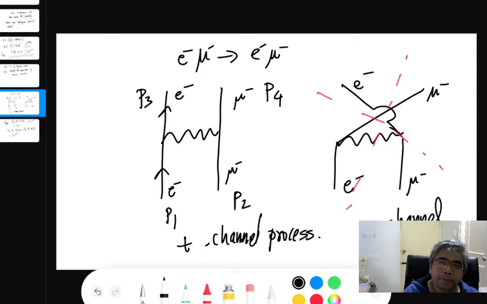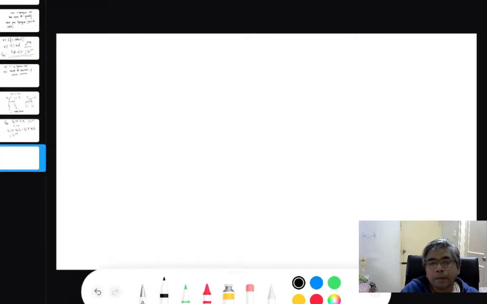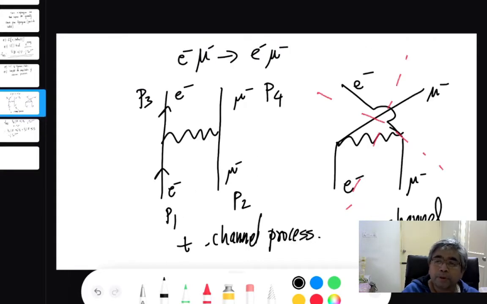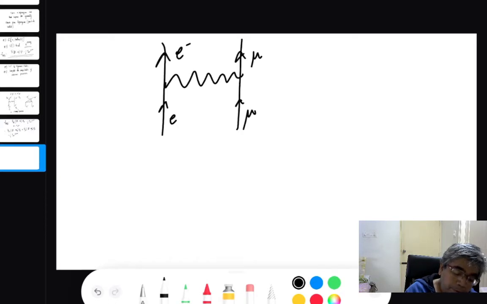Now you can replace the muon with, say, a quark or whatever you want, any charged particle as long as it's a fermion, and you'll see its amplitude is more or less the same. So there's only one t channel process, and let's write its amplitude. This is the electron, this is the muon, and this has a charge q, momentum q, with p1, p2, p3, p4.